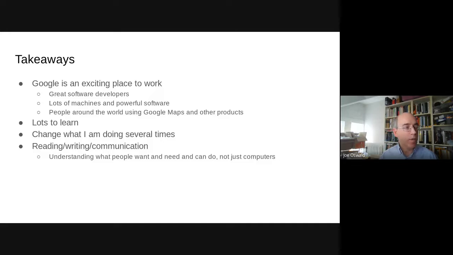In order to get to where I am, there's been lots to learn, and I've had to change what I'm doing several times. But one thing that's been consistent is that it's not just about understanding the computers or the software or the programming languages or the math or the science. A lot of it is about reading, writing, and communication, and understanding, from a human point of view, what it is that people want and need and can do, and not just the computers, but how we can use computers to solve the problems that actual humans have.